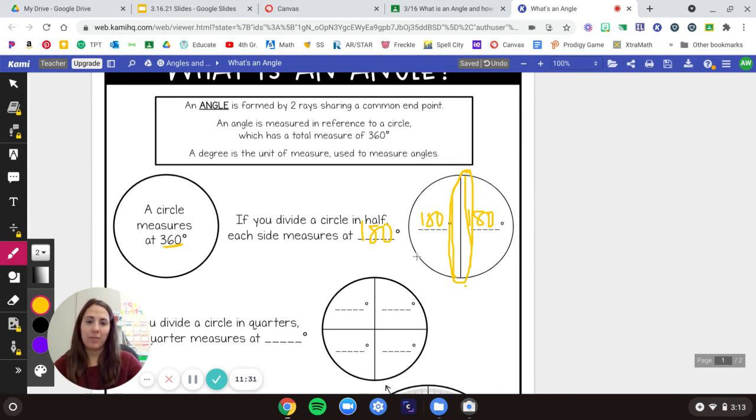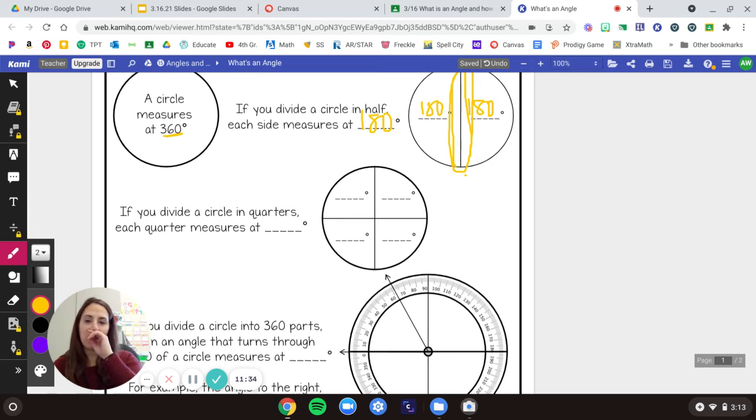So now let's think. We divide our circle into fourths, into quarters. We're taking this 180 and we're going to split it in half. How much would each quarter measure? What would be the degrees for each quarter? So I would take 180, because I know that this is 180, and split it in half. Well, I know 18 divided by 2 is 9, so 180 divided by 2 is 90.